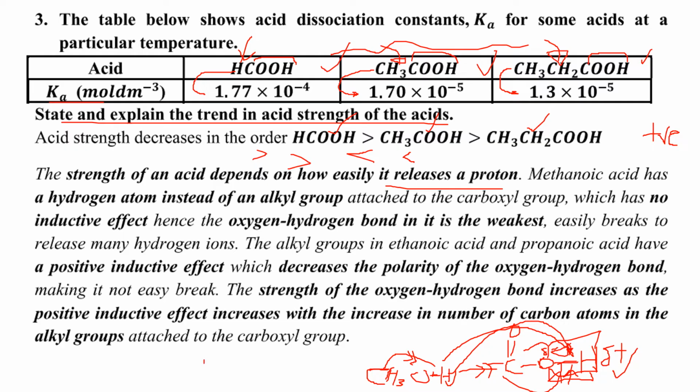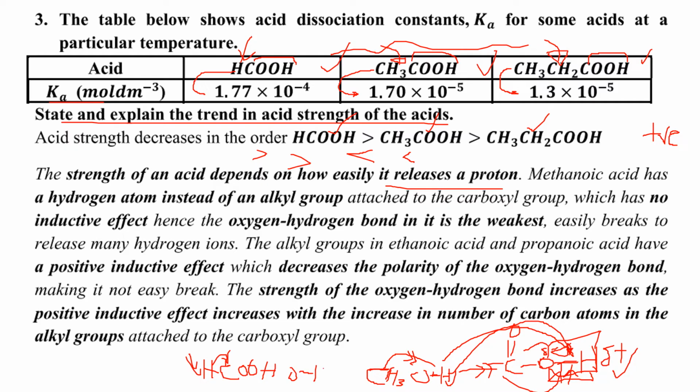Now talking about methanoic acid alone, methanoic acid does not have an alkyl group. It just has the hydrogen atom which is attached to the carboxyl group, and this hydrogen atom does not have any inductive effect. It doesn't exert either positive or negative inductive effect. So that means that here methanoic acid is going to be the strongest, because it does not have any negative or positive inductive effect on the oxygen to hydrogen bond.